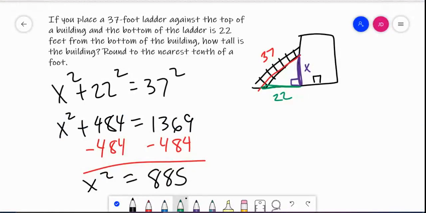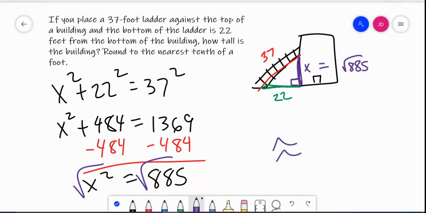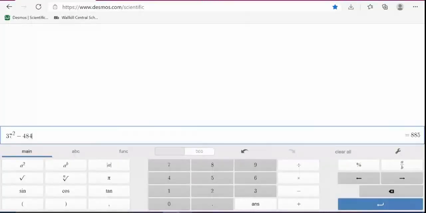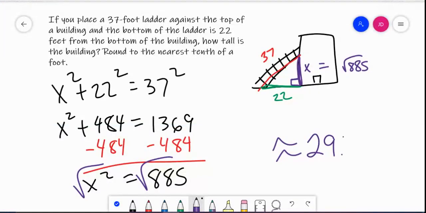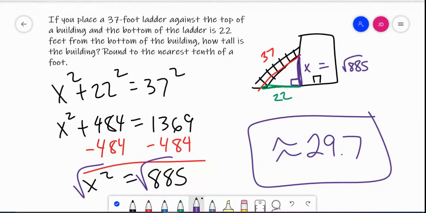Okay, find the square root of both sides. So I know this is the square root of 885. And now I have to round it to the nearest tenth, which is about, let's see, square root of 885 is 29.7. All right. So that one we had to find the leg. All right. Let's look at another scenario.